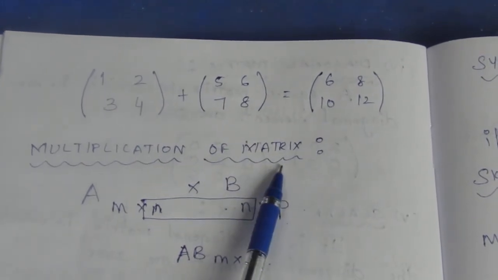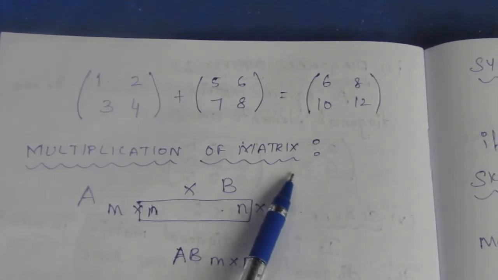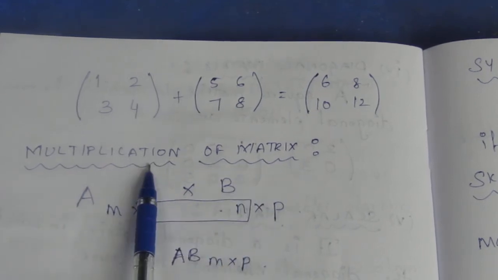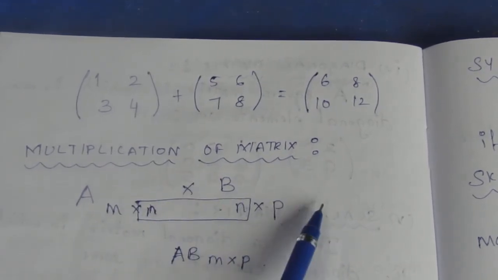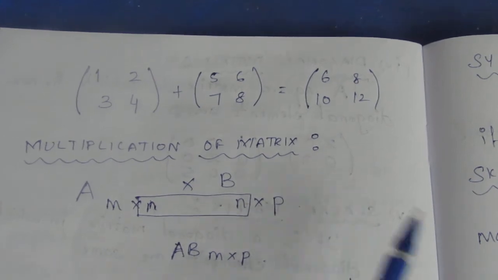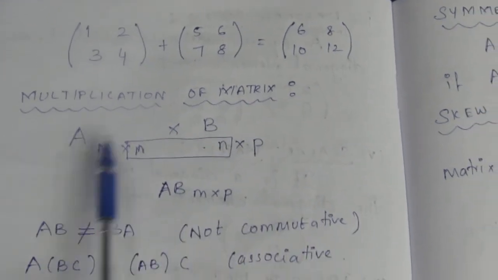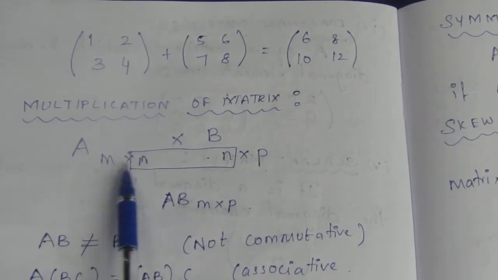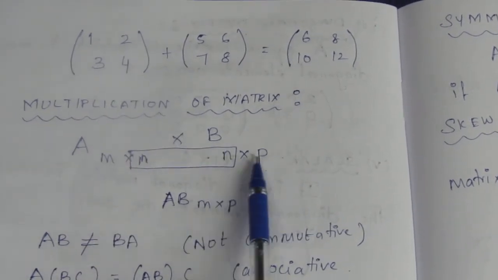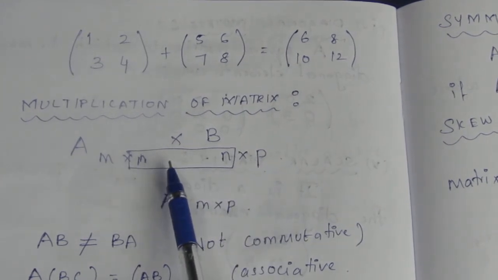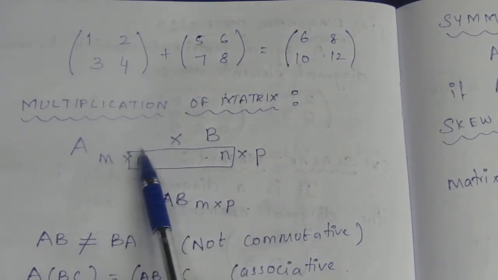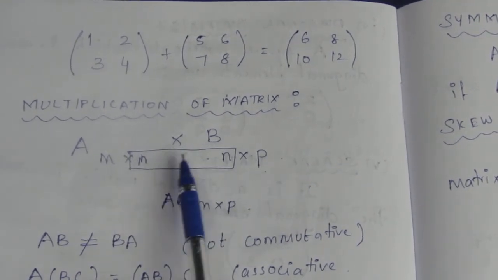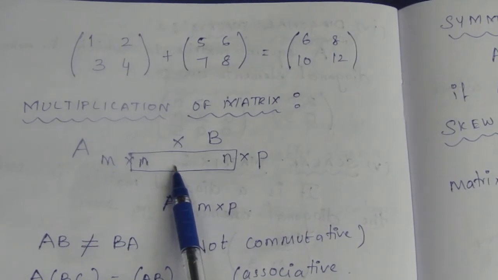Now, multiplication of matrices. Multiplication of a matrix is quite a different way. This will be total confusion, but if you are thorough with the matrix, it will be quite easy for you to understand the multiplication. Now, if I am taking two matrices, the order of one matrix is m into n, m by n. The other matrix is n by p, which means the row of the second one should be equal to the column of the first one. Only then we can do the multiplication.